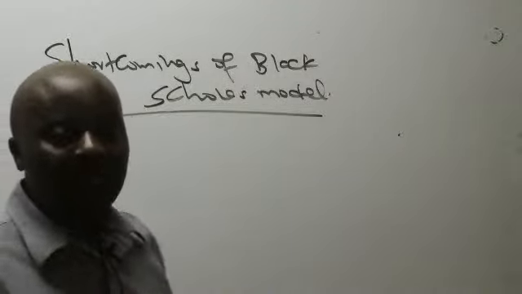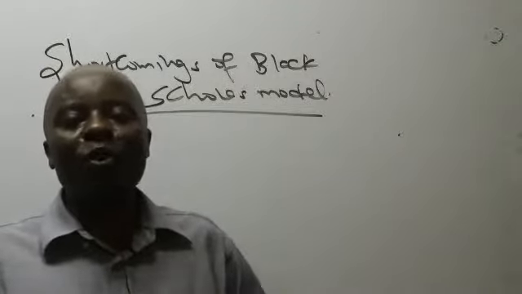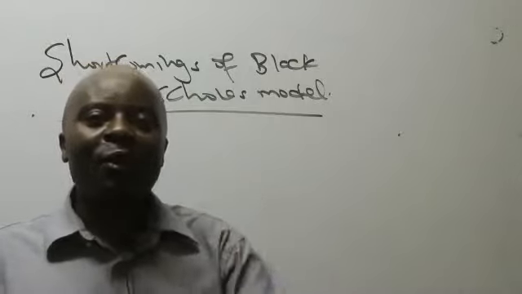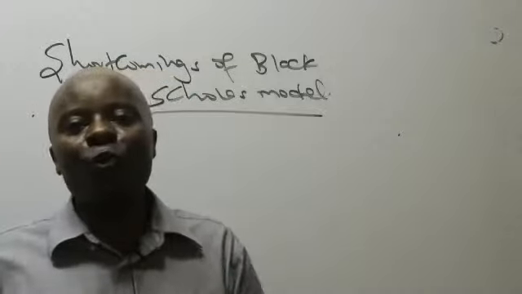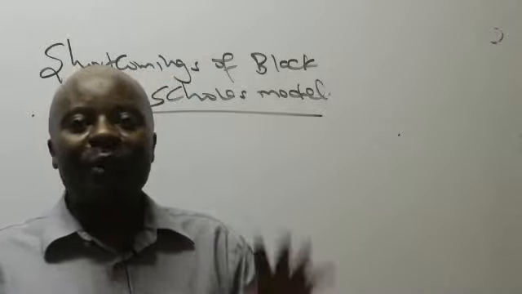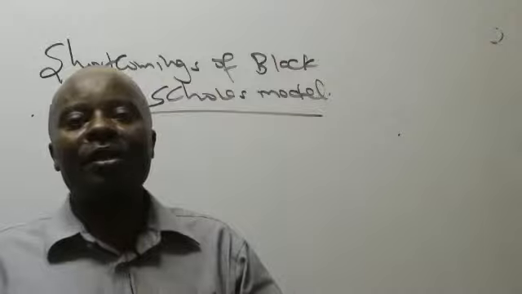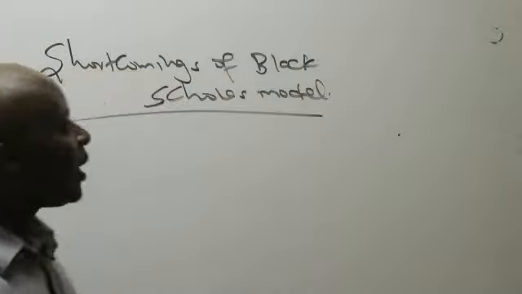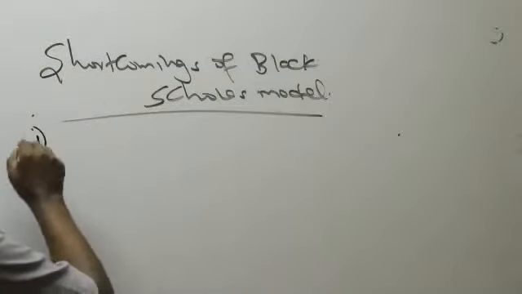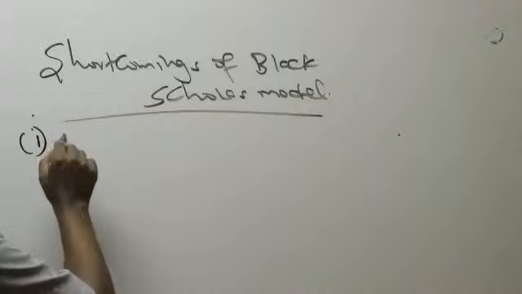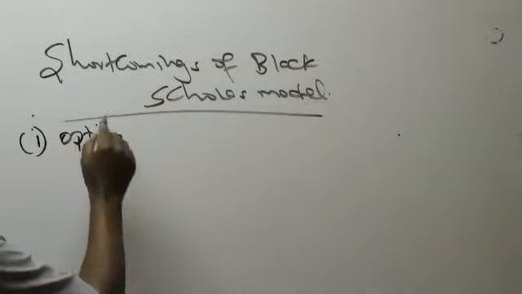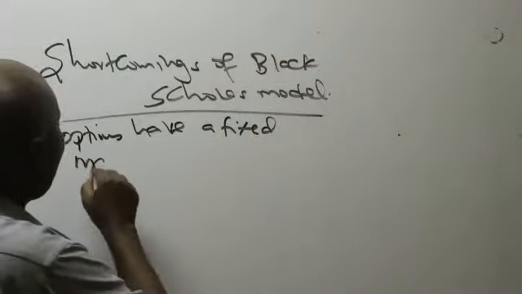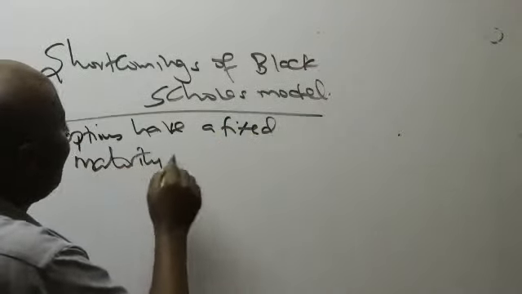Ladies and gentlemen, this model assumes that so many things are constant. If you can remember Black-Scholes, this is the model where you are supposed to get D1, D2, VC, VP. That model of D1, if you remember D1 equals. So it makes so many assumptions. Number one, it assumes that all options have a fixed maturity period.